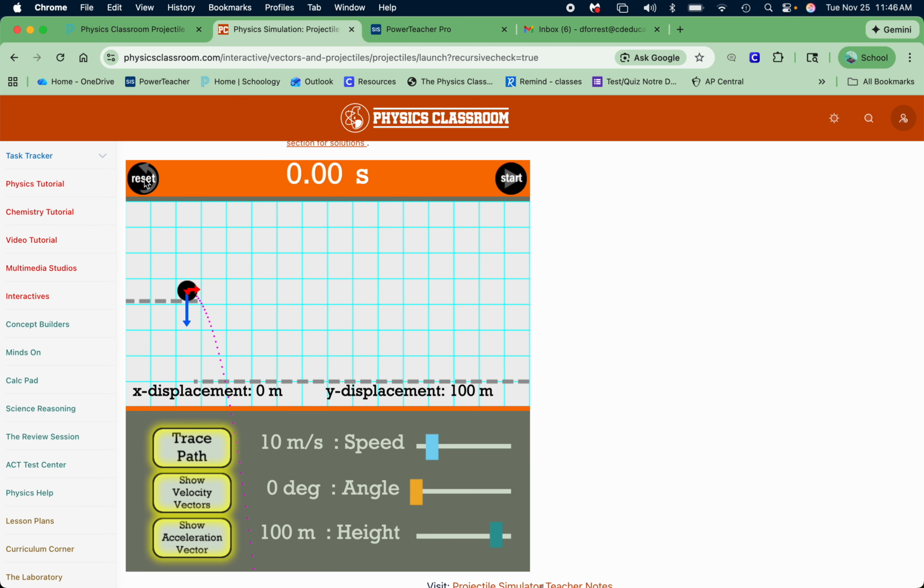If I reset it, if you notice here, the horizontal arrow stays the same size, the vertical arrow does not stay the same size. So the vertical velocity is increasing, horizontal velocity stays the same. That agrees with what we know about projectiles.